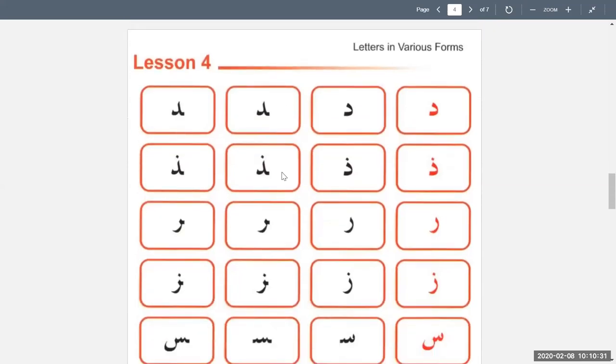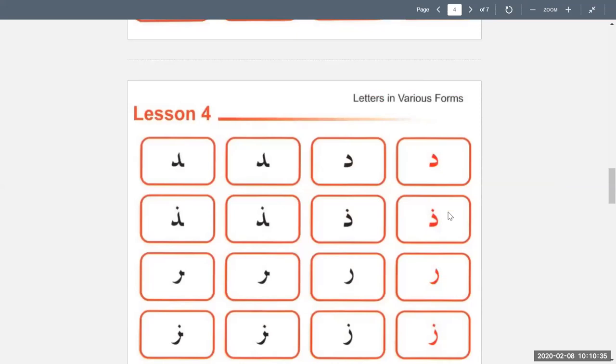Okay, next, let's start with just dal and thal. Remember, dal and thal are one-way connectors, so they only have two forms. They have the isolated forms, and then they have the form when it connects to something that precedes it. But anything that follows the letter dal or thal, you have to leave a space. Because it's a one-way connector, it only has two actual shapes. So I want you to write dal and thal in isolation, at the beginning of the word, which is the same, and then in the middle of a word and at the end of a word. Write both dal and thal and let me know when you're done.